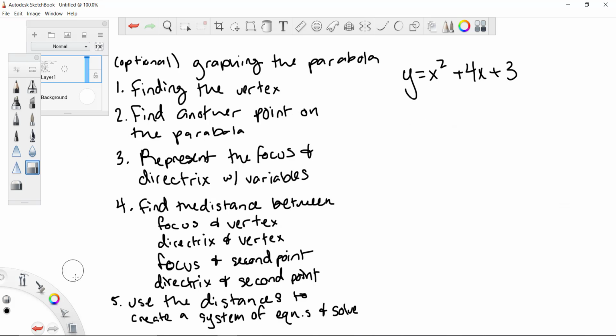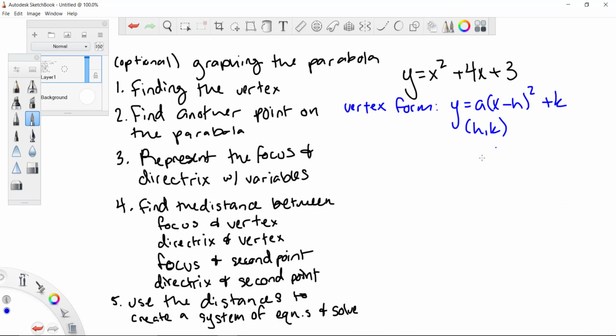So vertex form is y equals a times x minus h squared plus k. So it's in some sort of form like that. And when it's in that form, the vertex is h comma k. So the question was, okay, how do we get this equation into vertex form?